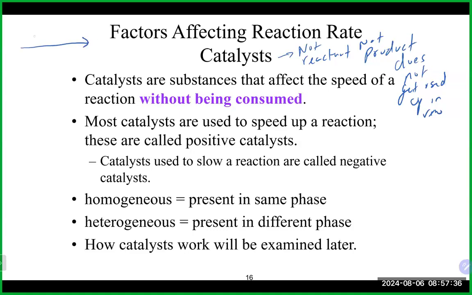A lot of times you will find the catalyst written on top of the arrow. So maybe you'll see something like platinum written, or H plus, which is an acid catalyst. The catalysts are usually listed on top of the arrow to indicate that they are there to facilitate the reaction happening faster, but are not really a reactant or product, which is why they're placed on top of the arrow.